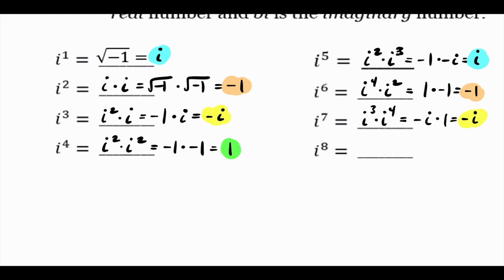What do you think the answer is going to be for i to the 8th? Let's try. i to the 4th times i to the 4th. 1 times 1. You guys are right.